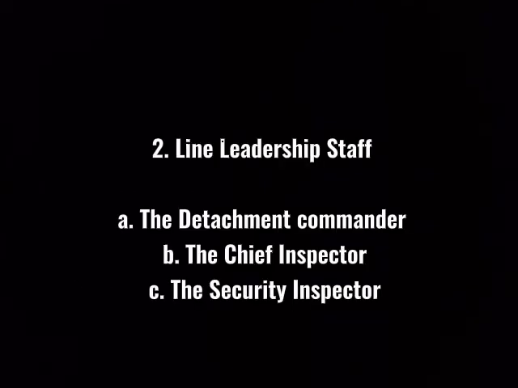Number 2, line leadership staff. Letter A, the detachment commander. The field or area commander of the agency detachment shall consist of several posts. Letter B, the chief inspector shall be responsible for inspecting the entire area covered by the detachment. Letter C, the security inspector is responsible for the area assigned by the chief inspector or the detachment commander.